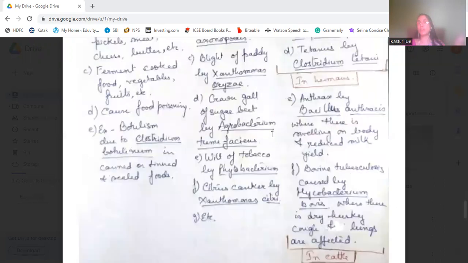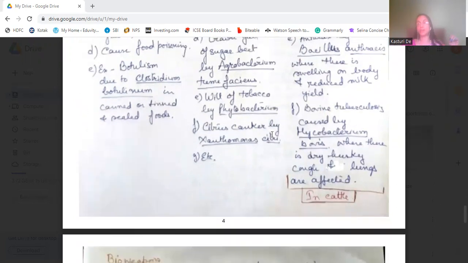Then anthrax by Bacillus anthracis, where there is a swelling of the body and milk yield is reduced. Then bovine tuberculosis, that is caused by Mycobacterium bovis, where there is a dry husky cough, and the lungs are affected. These two are examples of diseases that occur in cattle by bacteria.